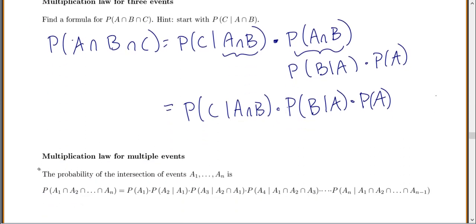Okay. Or you could see an official rule, so A1 intersect up to AN would be the probability of A1 times probability of A2 given A1 times probability of A3 given A2 intersect A1, etc., all the way up to the end.